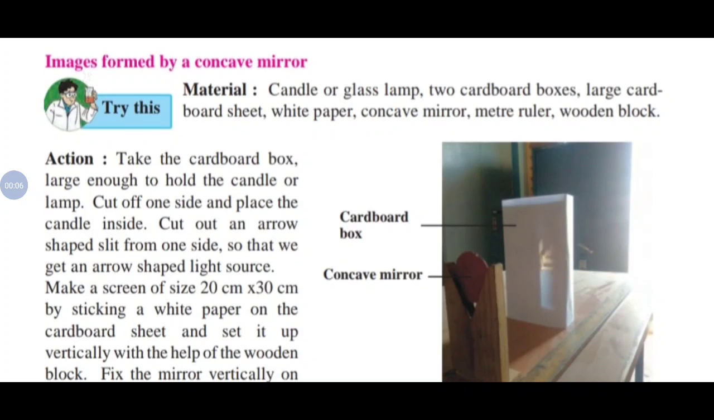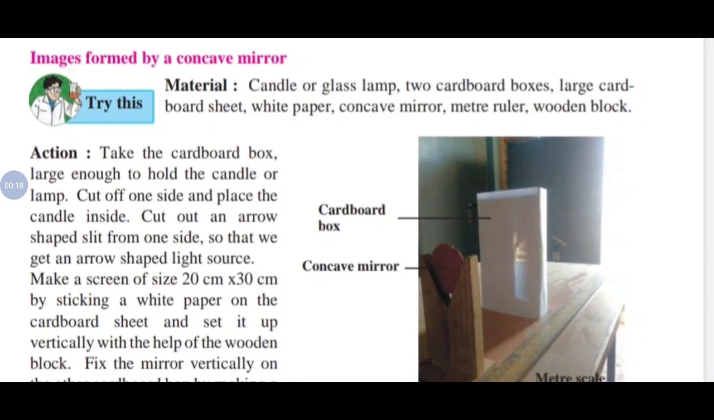Last time we started lesson number 11, reflection of light. Today we continue with the next point, images formed by a concave mirror. See, there is one activity given for us. Materials: a candle or a glass lamp, two cardboard boxes, one large cardboard sheet, white paper, a concave mirror, a meter ruler, and a wooden block.